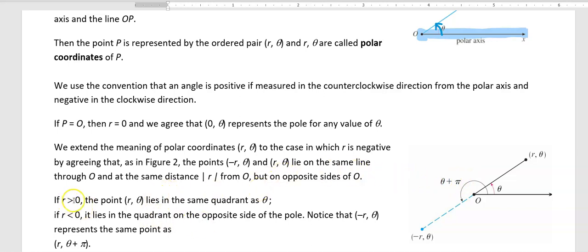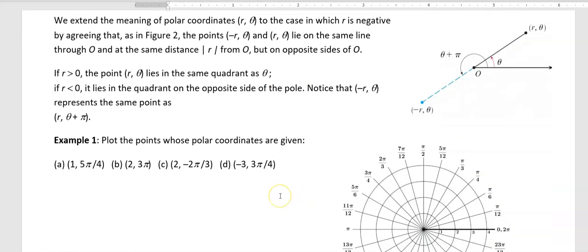If r is greater than 0, then the point (r, theta) lies in the same quadrant as the angle theta. If r is negative, then it lies in the quadrant on the opposite side of the pole. Notice that (-r, theta) represents the same point as (r, theta + pi), which is what I was just mentioning. Because pi is a straight line, 180 degrees, that would give us the opposite side of the line.